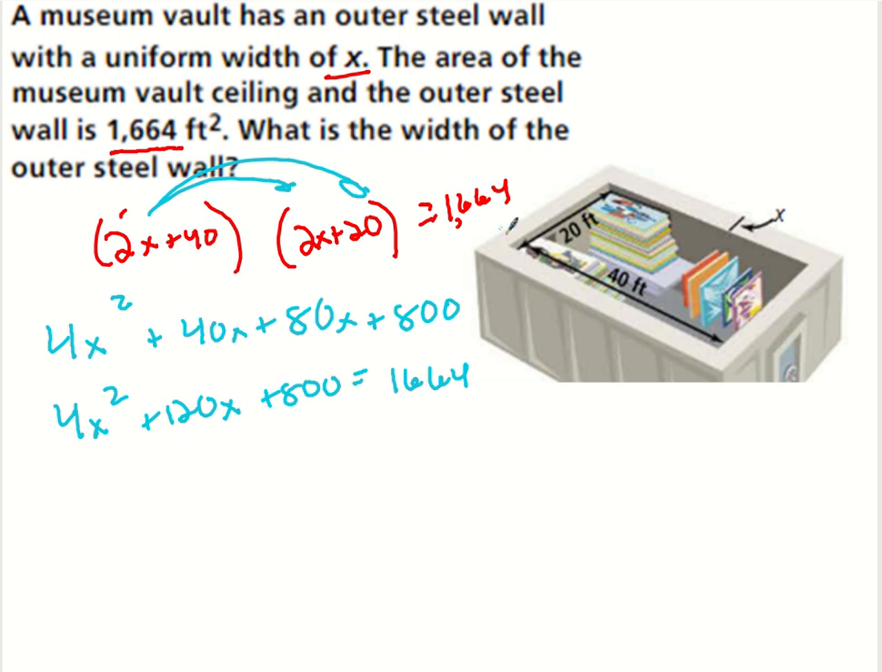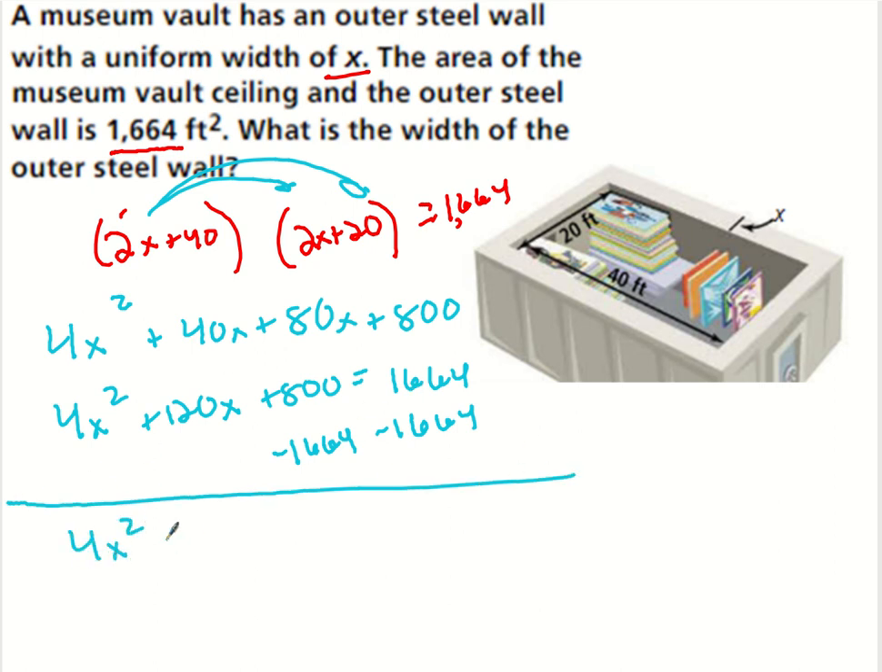Another reason why I'm doing this, this is really the main reason, is because this isn't in standard form, because this isn't equal to 0, and I've got to set it equal to 0. So from here, I can subtract 1,664 from both sides to set it equal to 0. That's the main reason why. I gave a poor explanation earlier. Now when I subtract these, I will get negative 864, and all of that is equal to 0.